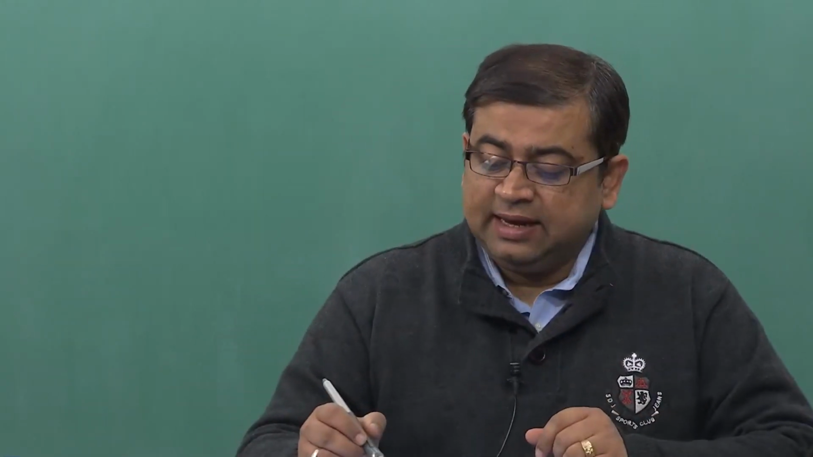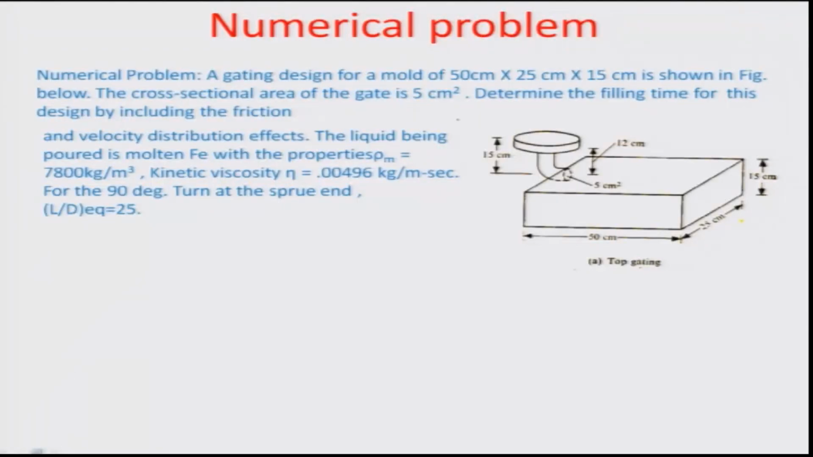So there is a gating design for a mold which is 50 centimeter by 25 centimeter by 15 centimeter as shown in this figure right here, and the cross sectional area of the gate is about 5 centimeter square, which has been given here, and you have to determine what is the filling time for this design by including now the frictional effects and the velocity distribution effects particularly.